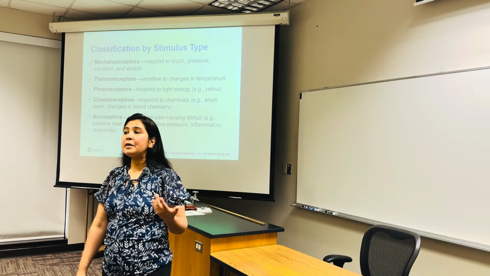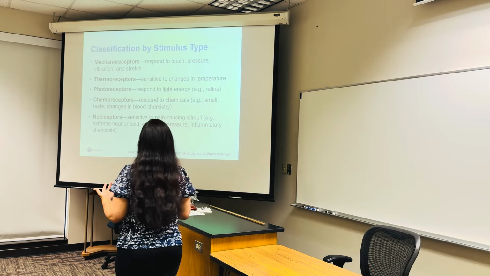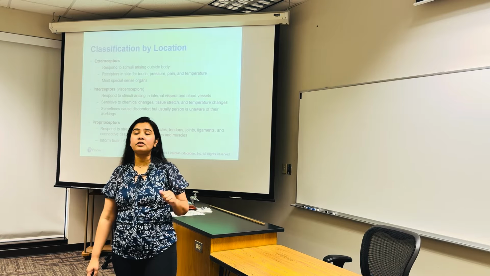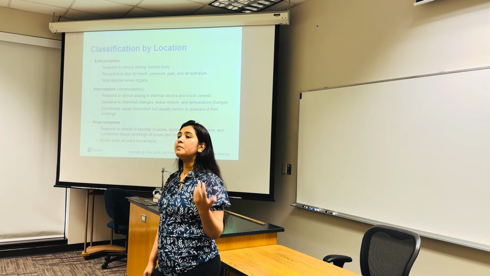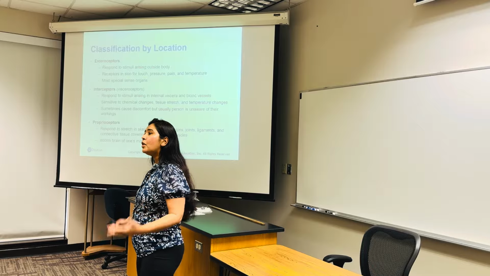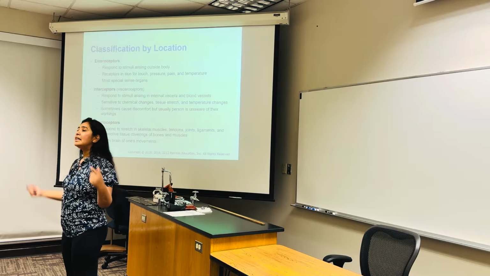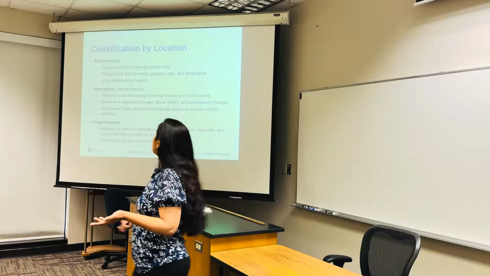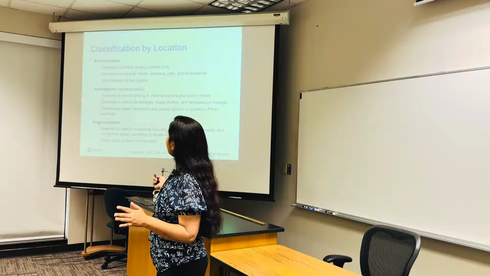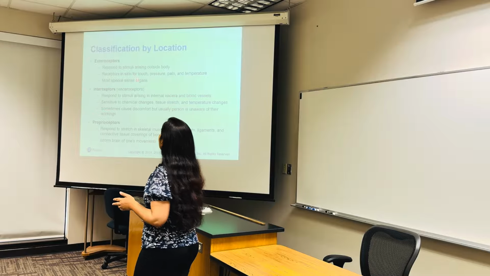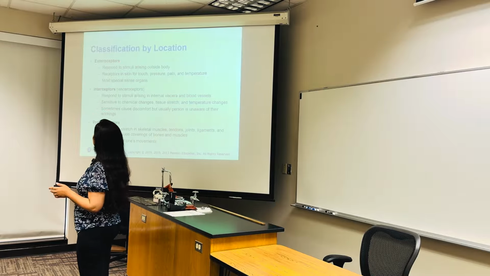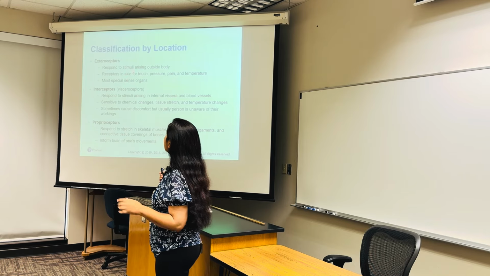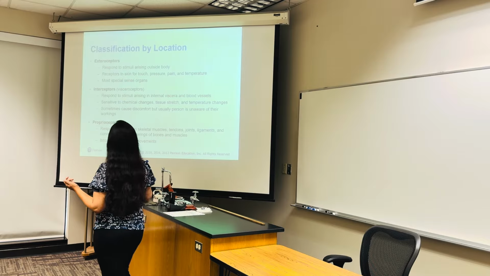Okay. So these are based on the stimulus type. Now let's talk about the classification of the receptor based on the location. Some of the receptors you have outside of your body, some of the receptors you have inside your body. So what are the receptors that you have outside the body? Whatever we have outside the body, we call them exteroceptors. They respond to stimuli arising outside the body. Receptors in the skin for touch, pressure, pain, and temperature.